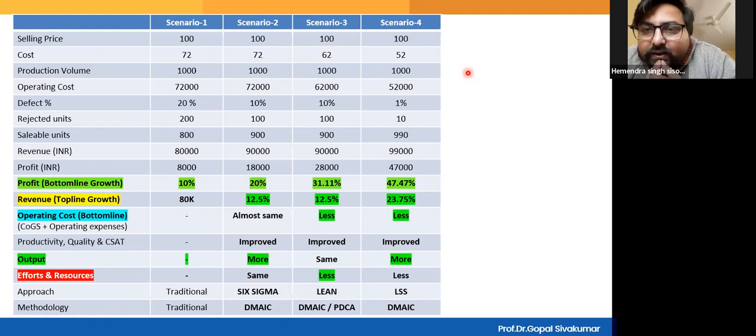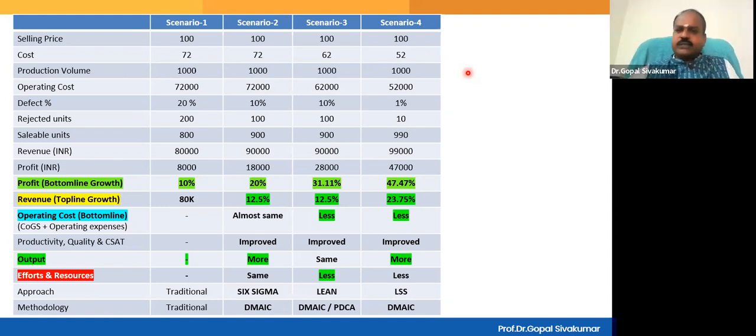Top line, see, revenue is generally the responsibility of the top level managers.